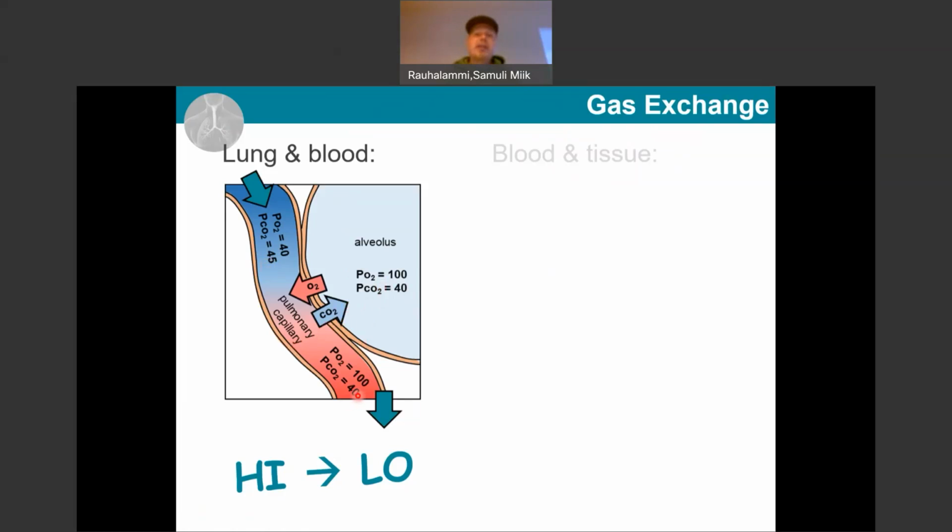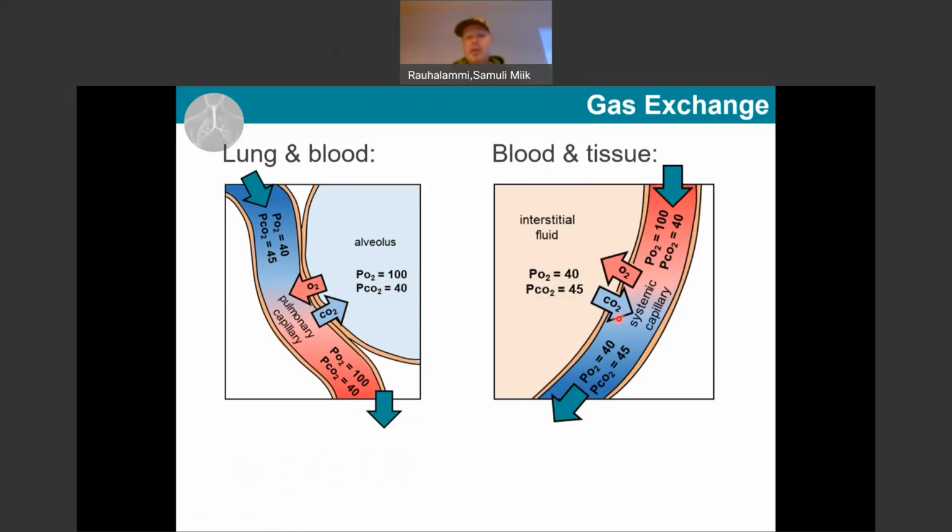The process is opposite at the level of tissues. So partial pressure 100 for oxygen arriving to the systemic capillaries, and then partial pressure of oxygen within the tissues or interstitial fluid 40. So from areas of high concentration to areas of low concentration, oxygen moves from the systemic capillaries to the tissues, to the cells. Opposite direction for carbon dioxide: within cells and tissues, carbon dioxide partial pressure is about 45, where it was 40 coming from the lungs to the systemic capillaries. So from higher value to the lower value until the values are the same.